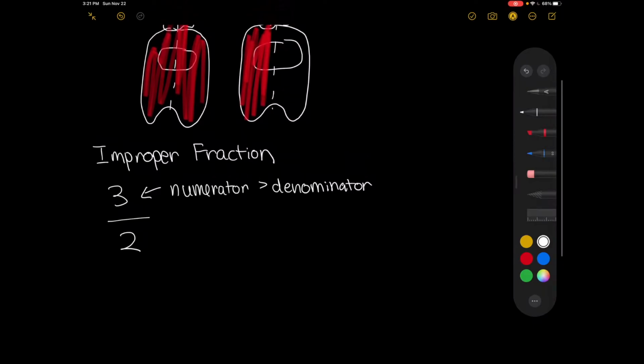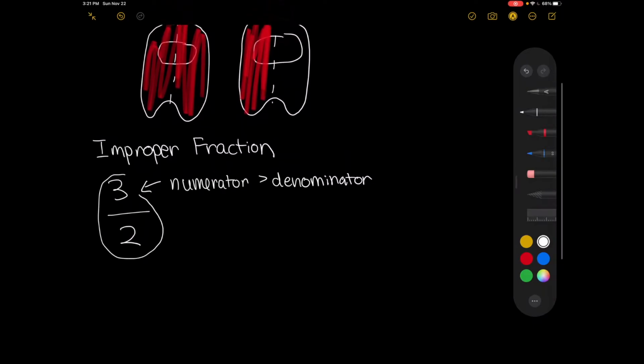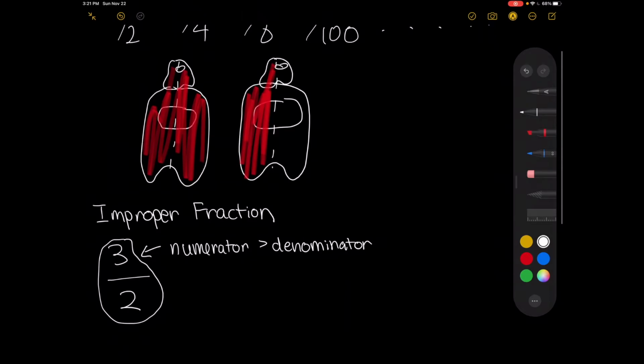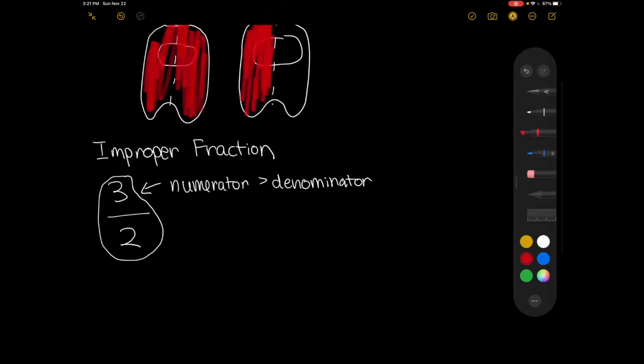So 3 over 2 represents 3 of the halves. Looking at the Among Us character, we have 1/2 over here, we have the other half here, and we have the final half here. So in total we have 3 halves, and we have 2 as a denominator because we divided each of the Among Us characters in 2.